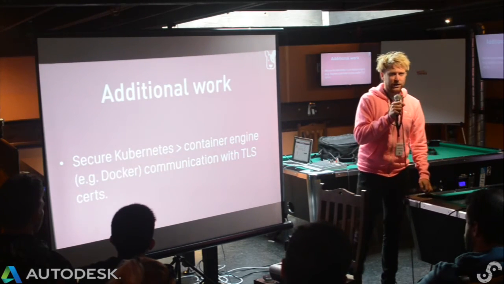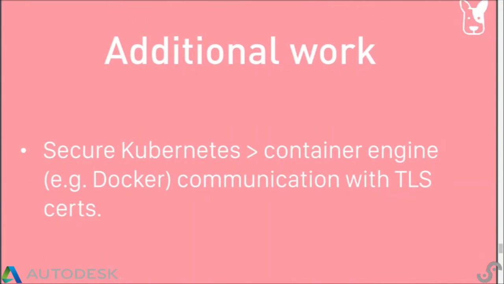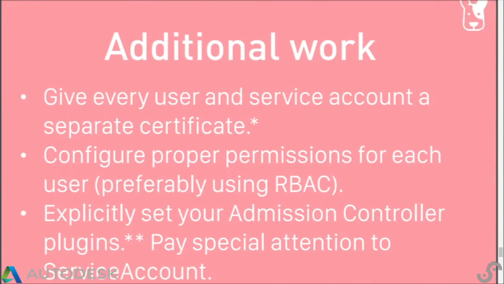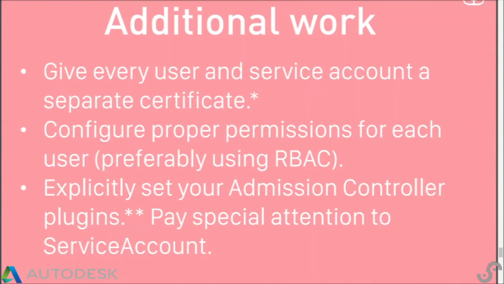Additional work that you want to do that I didn't really cover, but I'll briefly cover it here. If you want a secure Kubernetes deployment, you probably also want to secure the communication between Kubernetes and the container engine, for example, Docker with TLS as well. You would want to give every user and service account a separate certificate. Make sure you configure proper permissions for each of them, preferably using RBAC, like I mentioned, coming out very soon. I think it's in alpha now, and it's moving to beta, I think, in 1.6.